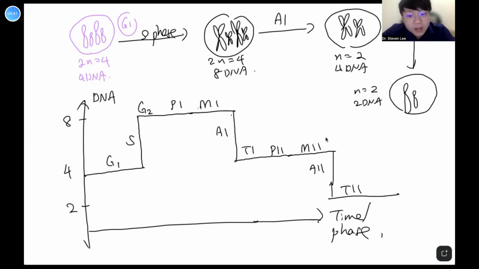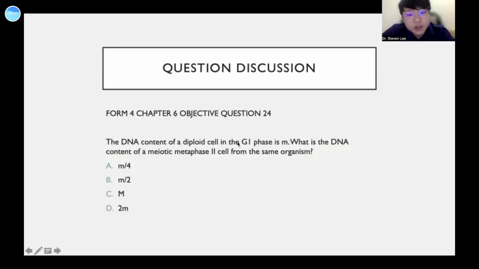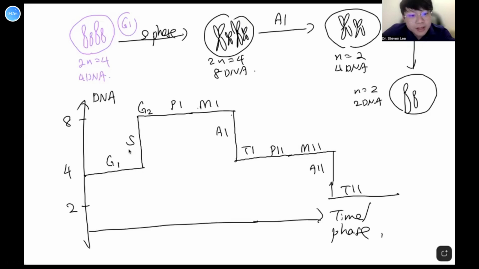Normal phenomenon. Okay, so now what I want to do is change the number. If you have a look at the question again, they say the DNA content of the diploid cell in the G1 phase is M. What is it in meiotic metaphase 2? Now what I want to do is very simple. We go back to the chart. They already say G1 phase is, now I give you an example, it's 4, so I replace it as M, which means up here is 2M, here is M over 2.